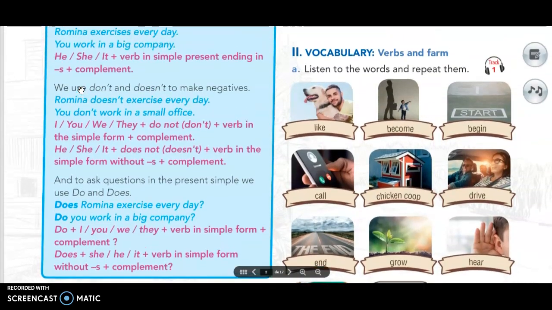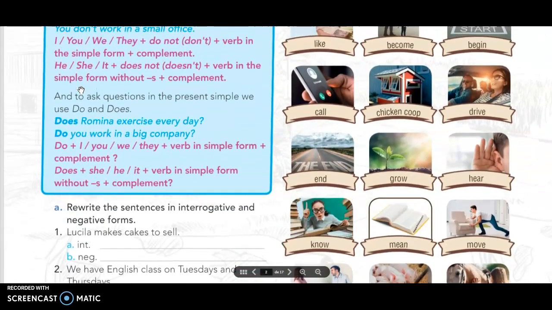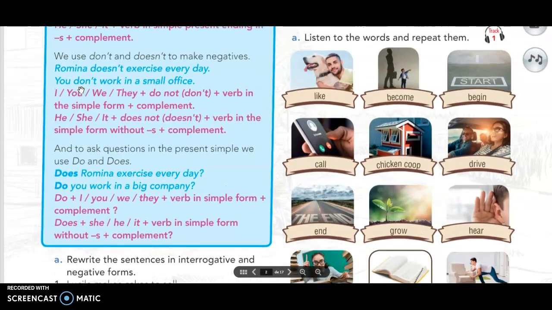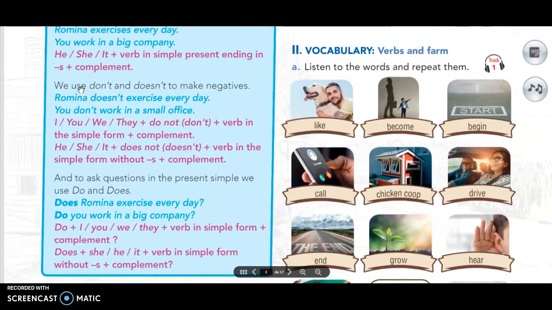Let's move on to the interrogative form.